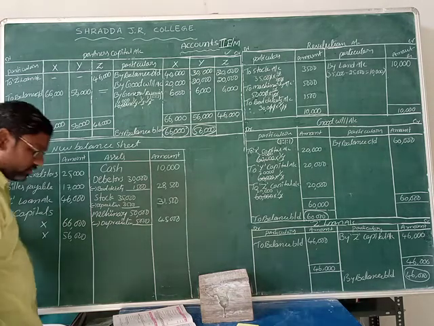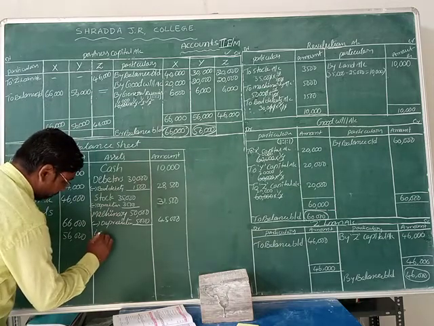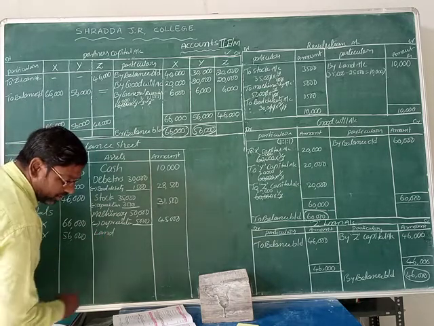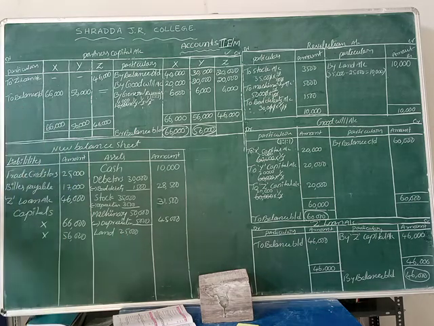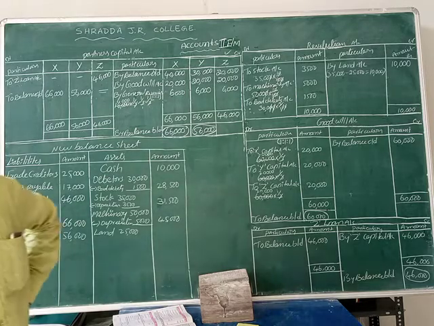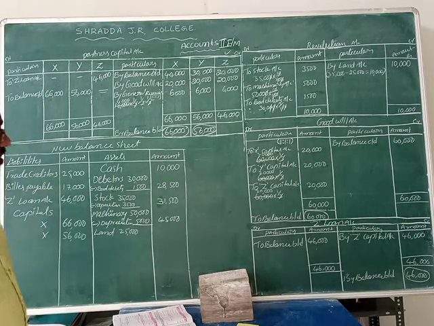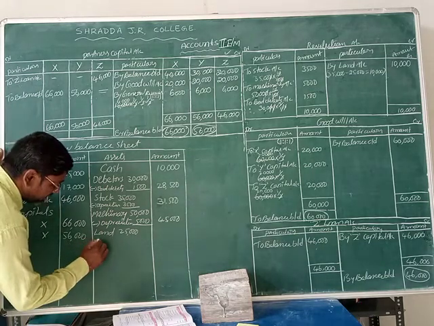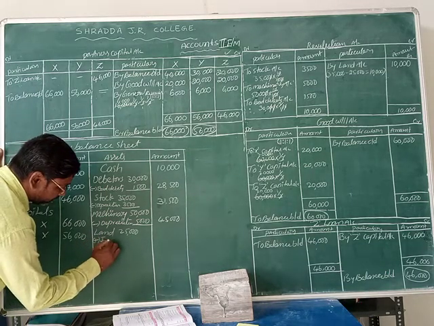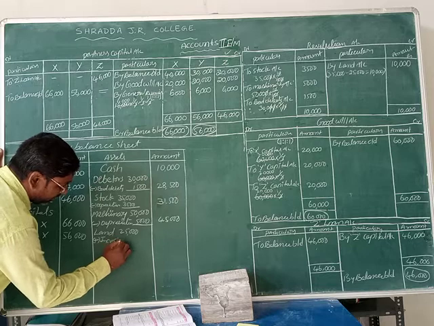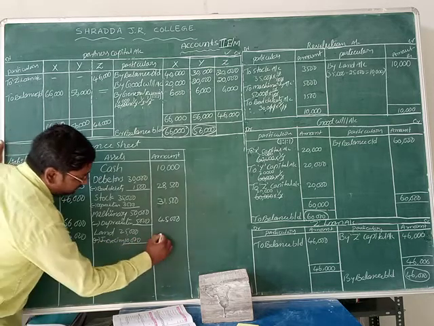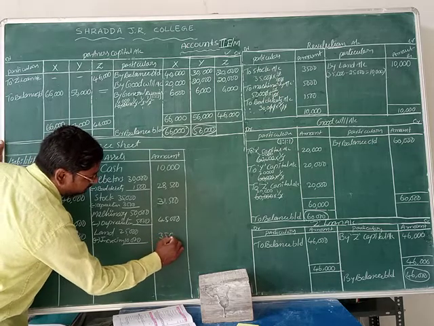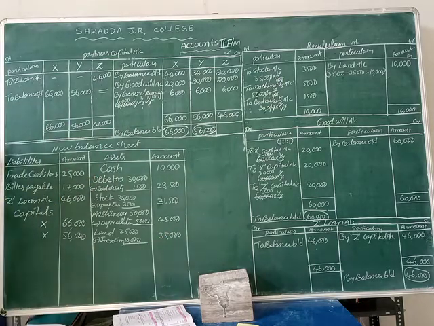Now next one is what, friends? Land. Okay, the land value given here is 25,000. The adjustment shows 35,000. So how much value has increased in land? 10,000 rupees increasing now. That's what we can write here. Plus increasing 10,000 rupees. Now total amount is what? 35,000 rupees is the land value.